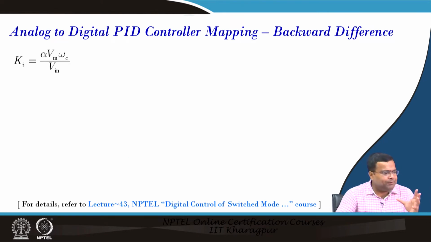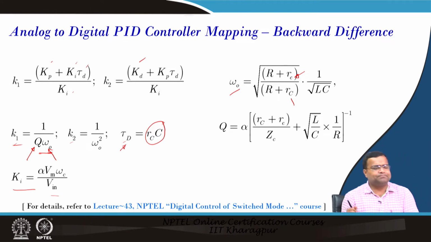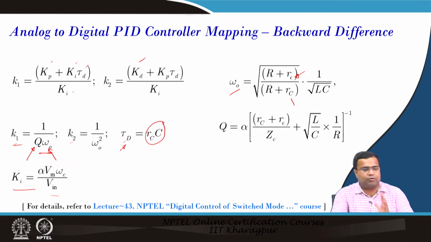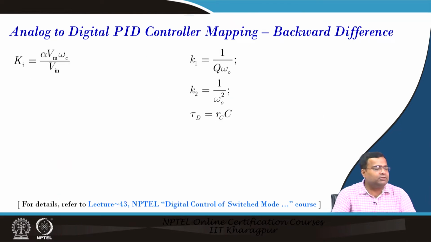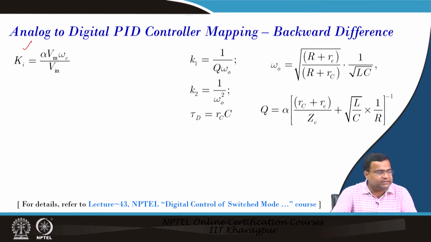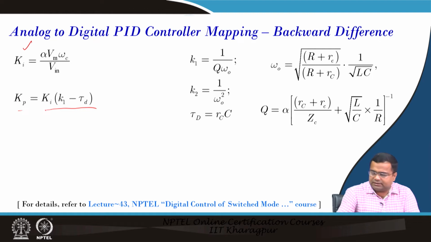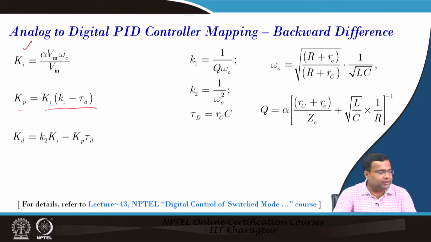Now, if we can find these K1, K2 values, then we have K1, K2, tau d and Ki, and from here we can find Kp, Ki, Kd and tau d. So, 4 equations, 4 unknowns. Ki is already obtained from setting the suitable crossover frequency. Then Kp, the proportional gain for the continuous time case, is Ki into K1 minus tau d.